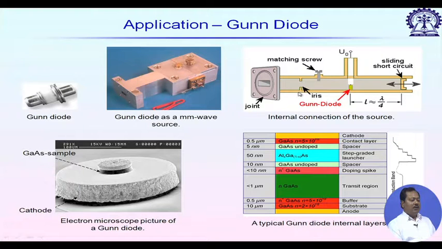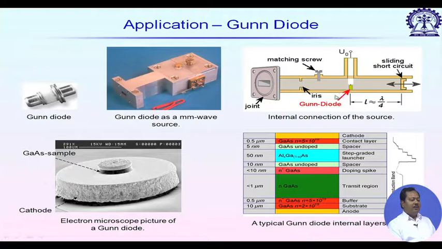So, you can see on the left hand side we have one iris. Basically, we have a shorting wall and a slot etched in that shorting wall, we call it iris, and the equivalent impedance looking from the gun is inductive, and on the right hand side we have a sliding short circuit.